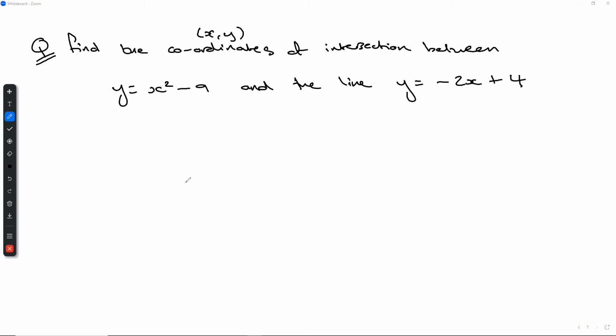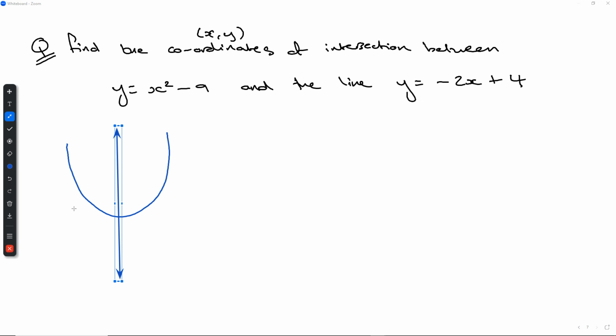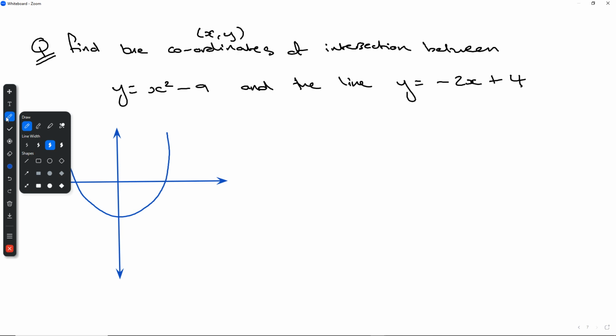All right, so here we want to find the coordinates of the intersection between this and that. Okay, so this first equation over here is your parabola. So we've got a parabola which is going to be going through -9. Okay, so let's get that over here. And it's also going to be going through 3 and +3, like that.